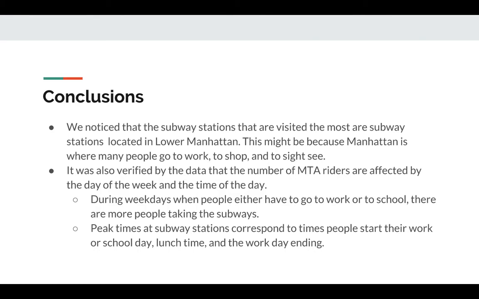We also saw that the number of MTA riders are affected by the day of the week and the time of the day. During weekdays, when people either have to go to work or to school, there are more people taking the subways. Peak times at subway stations also correspond to times people start their work or school day, lunchtime, and the workday ending.